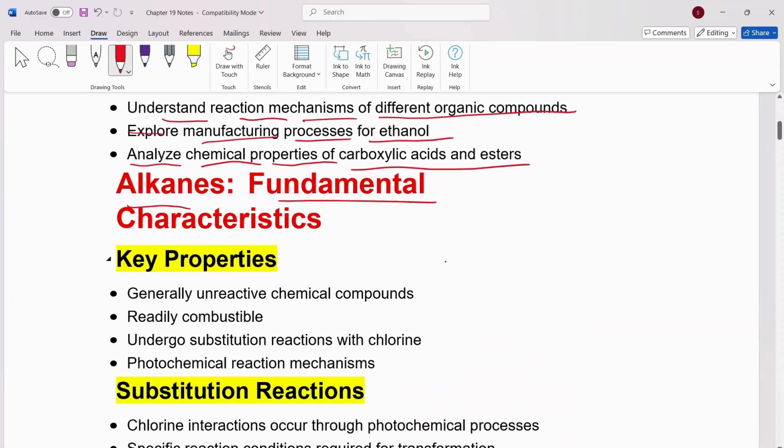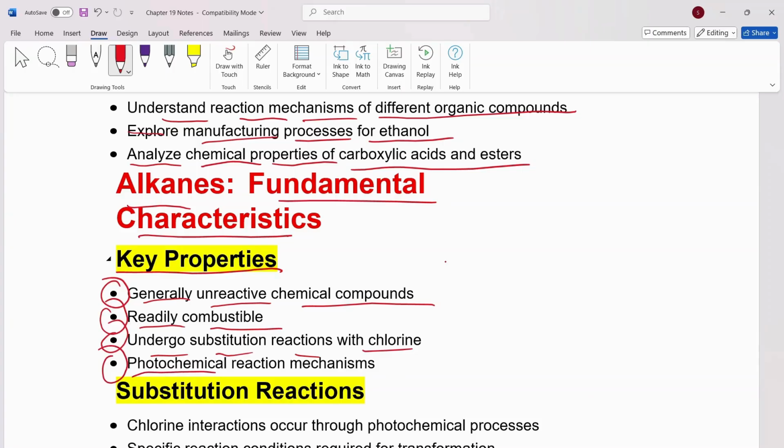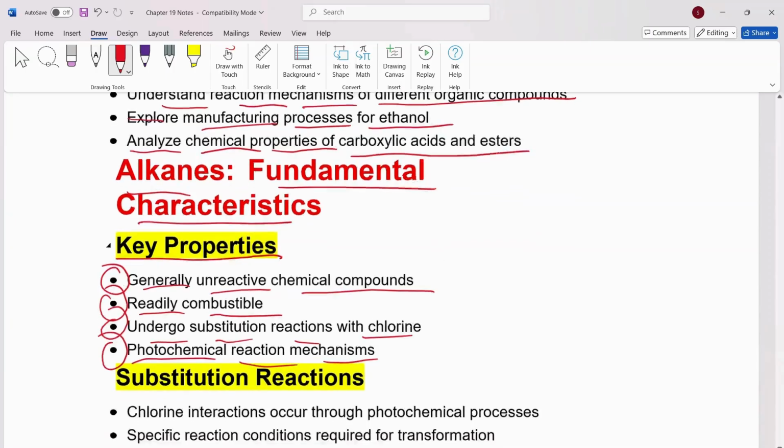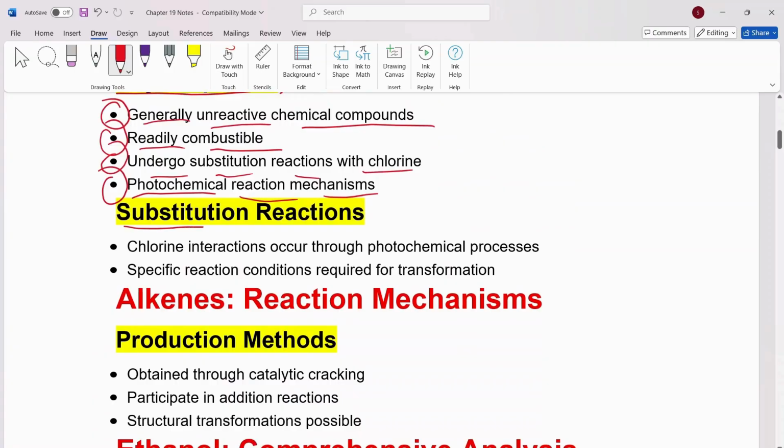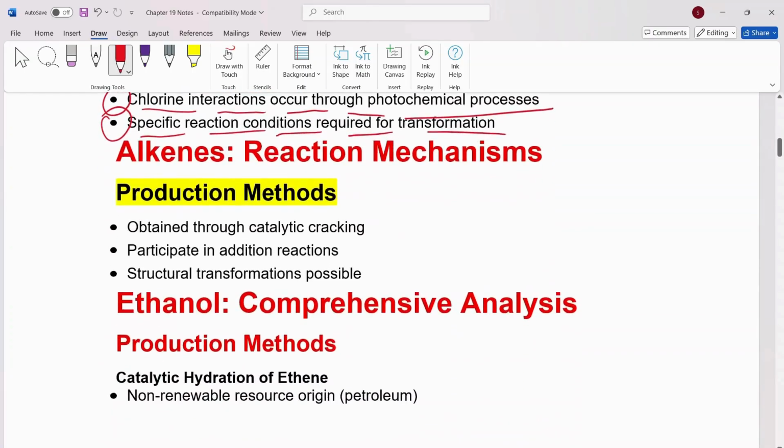Alkanes, some fundamental characteristics. Key properties include: generally they are unreactive chemical compounds. They are readily combustible. They undergo substitution reaction with chlorine, and a photochemical reaction mechanism is also observed. Next is substitution reaction. Chlorine interactions occur through photochemical processes. Specific reaction conditions are required for transformation.